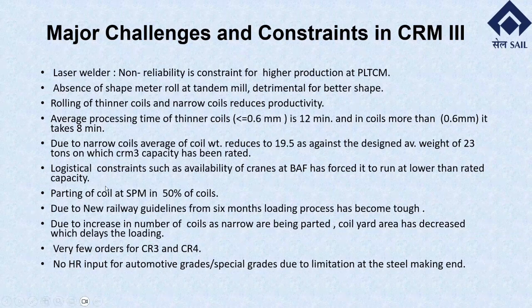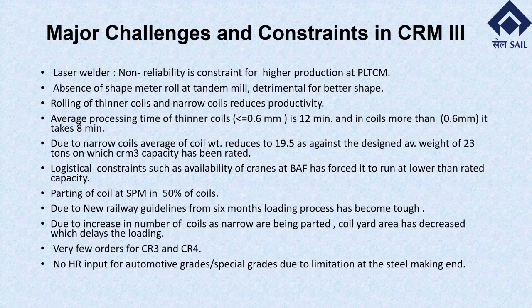Then going to SPM, due to new railway guidelines, we have to partition the coils, 50% of the coils. Most of the coils are of 1900 width. Then going towards the coil packaging line.